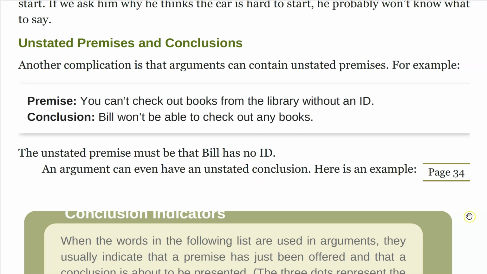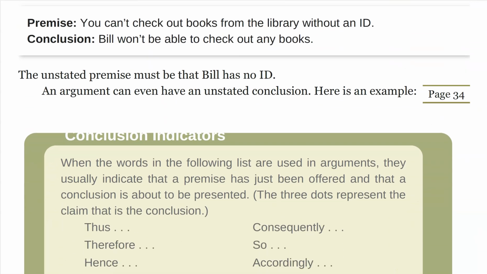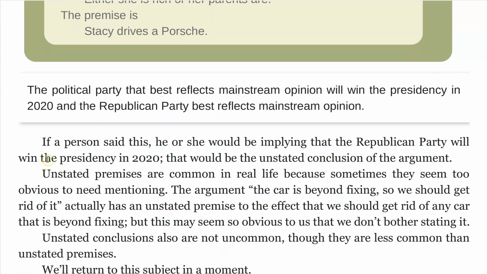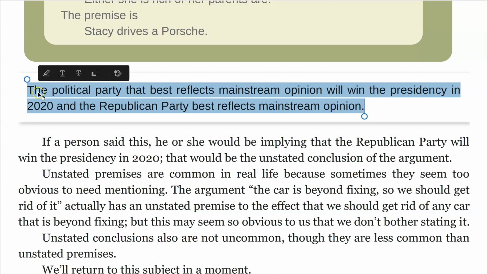Arguments can even have an unstated conclusion, and there's an example down here. We'll scroll back up and get to that other bit in a moment. The political party that best reflects mainstream opinion will win the presidency in 2020, and the Republican Party best reflects mainstream opinion. If a person said this, he or she would be implying that the Republican Party will win the presidency in 2020. That would be the unstated conclusion of the argument, right? Some of you were probably already arguing with this before you even noticed there's not a clear conclusion here, right? These are both premises, right?